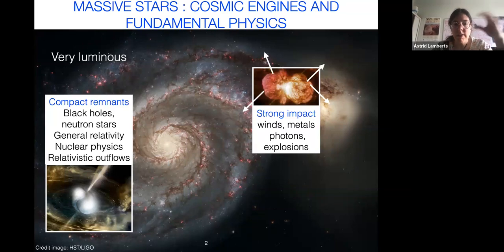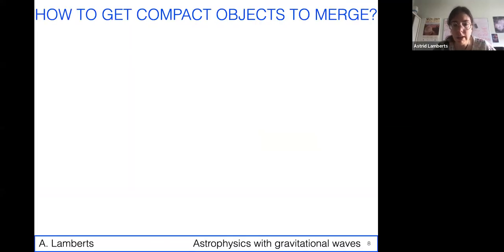And so these compact objects are really interesting from a physics perspective, because these are places where general relativity dominates, where we can do interesting nuclear physics. We can study relativistic outflows where we can emit X-rays and gamma rays. And so these are beautiful places to do interesting physics. So massive stars are important for the way the universe evolves, but also because they're the progenitors of these very interesting compact objects. So how do we actually get compact objects to merge?